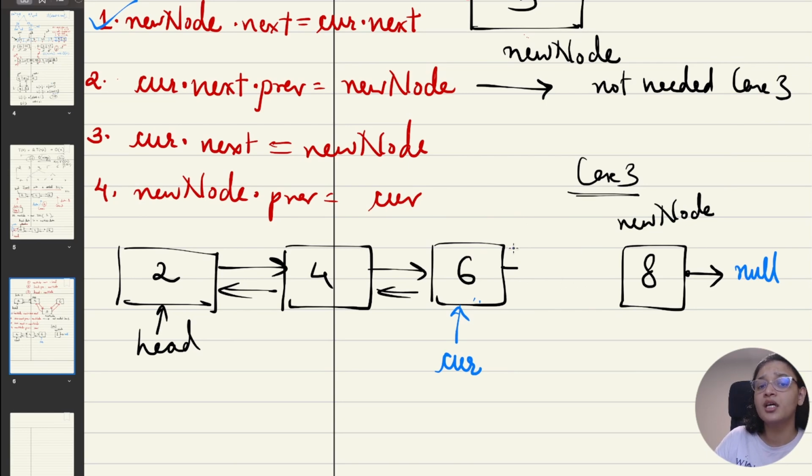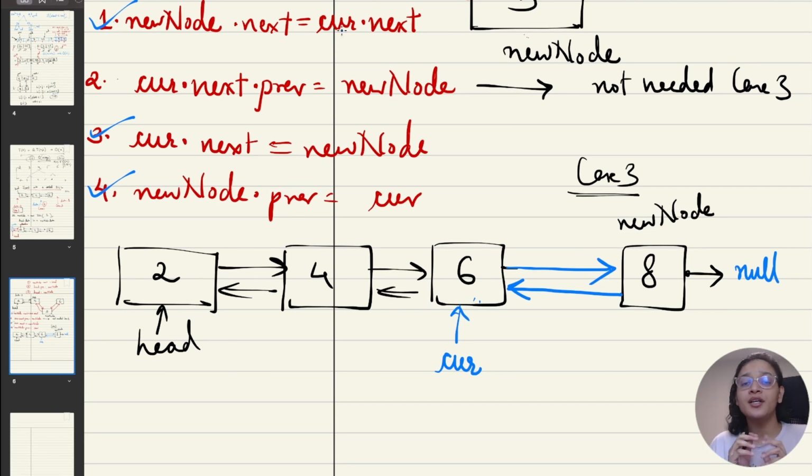So I'm going to say here, current dot next equal to new node, which is what we did in step number 3. What is step number 4? Step number 4 is saying new node dot previous should point to current. Yes, new node's previous is pointing to nothing, and we should make sure that it points to the previous node, which is right now the current node. Okay, so we did require 1, 3, and 4. Only the step number 2 from our previous solution was not required for the case 3, where we are adding at the end.